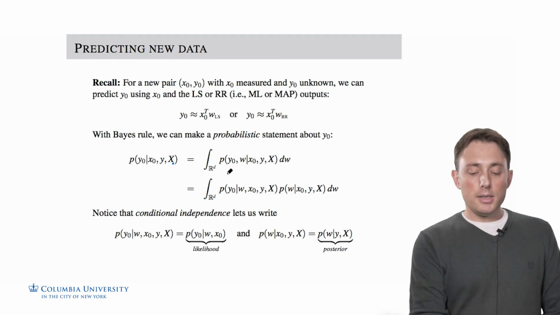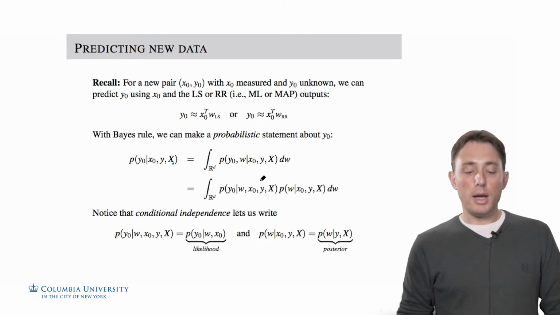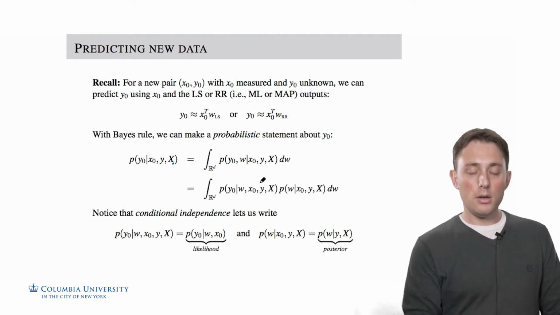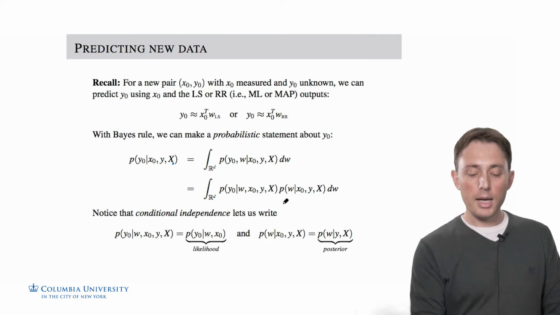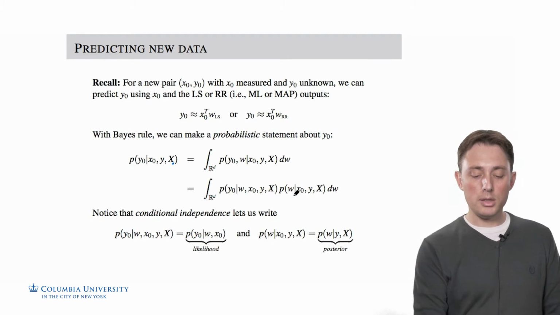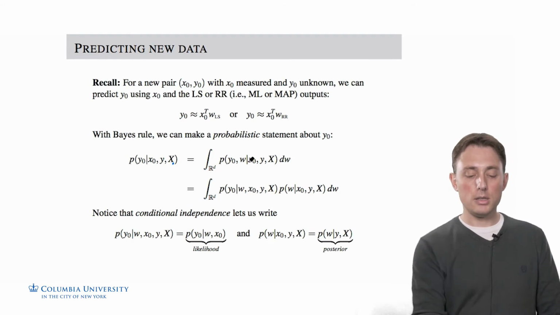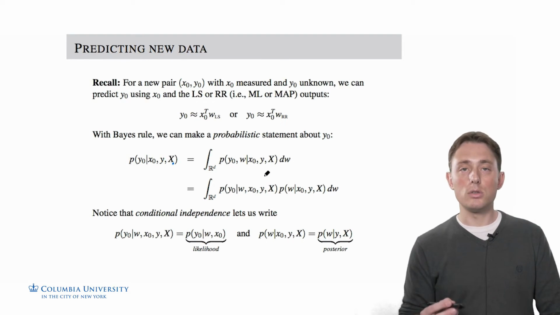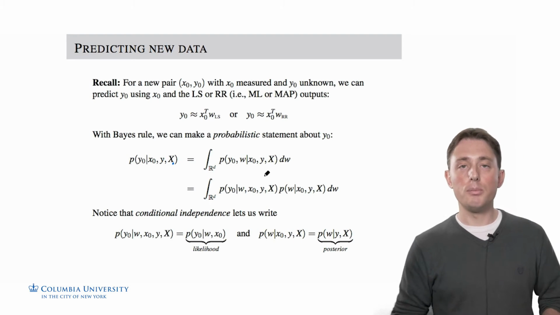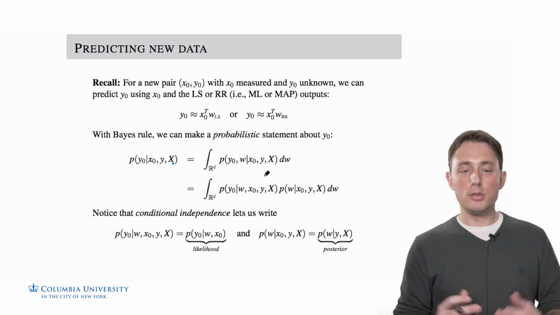Then given this joint distribution, we can represent it as a conditional distribution on y0 given W and given all of the observed data, times this conditional distribution on W given all of the observed data. So we can factorize this joint distribution into the product of these two conditional distributions. This is just simple manipulations of probabilities.